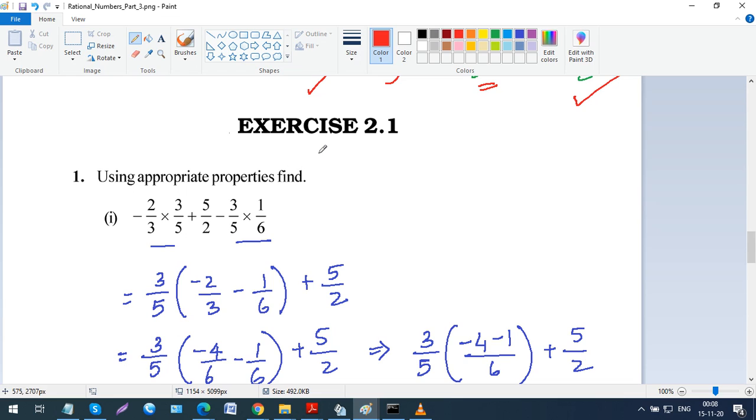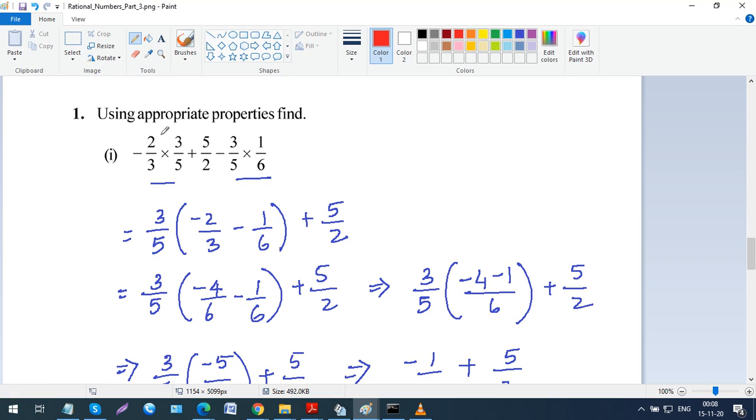Okay, so now exercise 2.1. So I have tried doing a few problems from each main. Okay, so you can complete this whole exercise in your classwork. So you see here, using appropriate properties, find this. This is what is the problem.